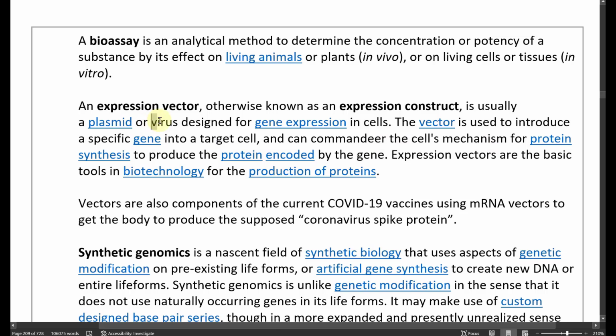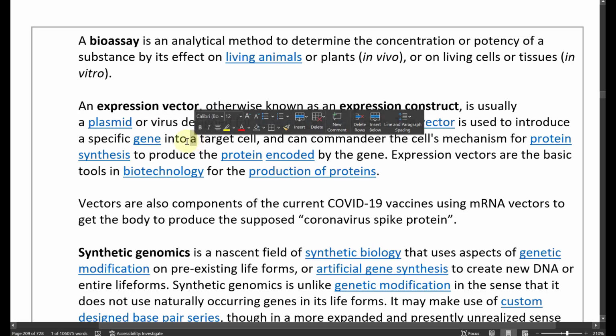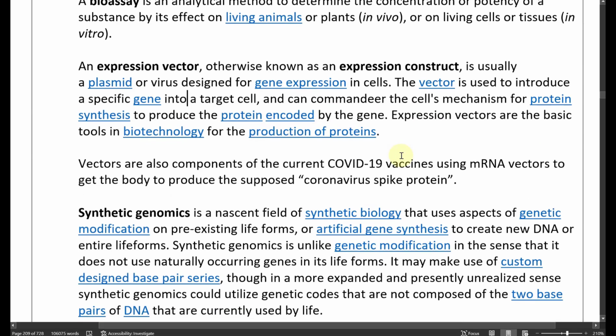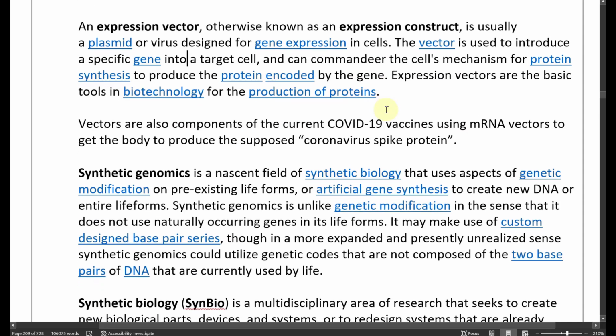So you have a plasmid or a virus. And note, vaccines are supposedly weakened virus and other similar setups like that put into humans. So technically it's a type of expression vector, basically taking control of the cell's mechanism for protein synthesis to produce a specific protein. So you're essentially modifying humans, which is quite an interesting topic.